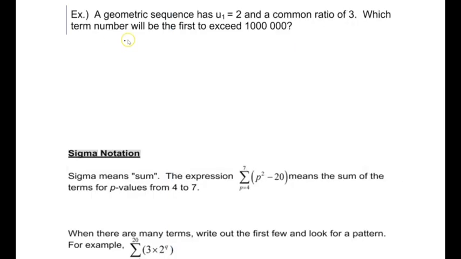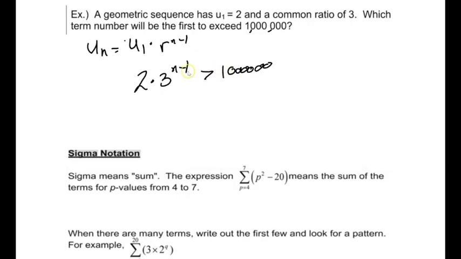I'll put that down. un equals u1 times r to the n minus 1. Again, in this case, it said you want it to exceed a million. Let's plug our things in. We have 2, common ratio of 3, n minus 1, and I want it to exceed a million. That's just math. What we do next is divide by 2. Gotta get this by itself. 500,000. The way we saw this, if there's a variable in the exponent, we gotta take natural log of both sides. That way you can bring the exponent down.